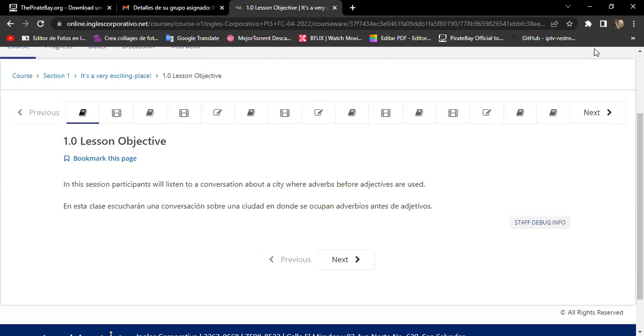Please don't confuse adjective with adverbs. They are similar, but they are different. An adverb describes the verb, not the person. For example, the turtle is slow. La tortuga es lenta. The turtle is slow. Now, slow is describing what? The turtle, correct?